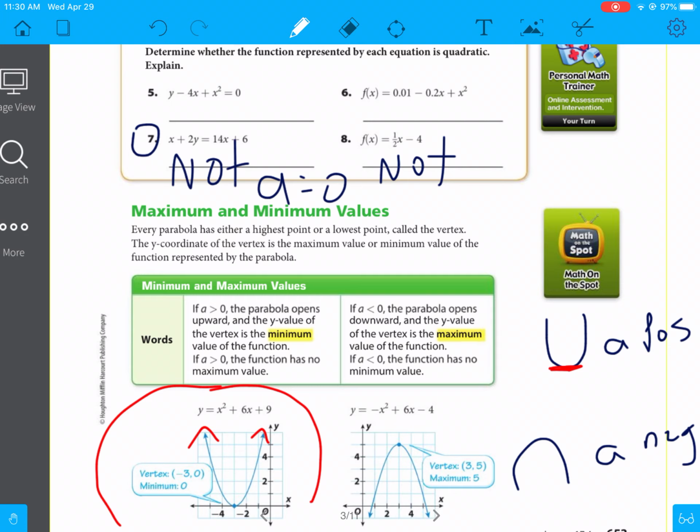Now, if your a is negative, it's going to open down, which is going to give you a maximum. So it's never going to be higher than that at your vertex. So here your vertex is at 3, 5, so your maximum is 5.